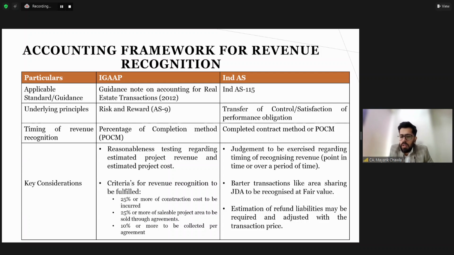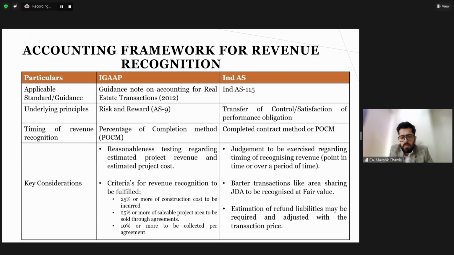Then the other criteria is that 25% or more of the saleable project has to be sold through an agreement. When we say agreement, it is like an agreement to sell or the builder buyer agreement. Again, why 25%? Because if the developer is not able to sell a particular percentage of the project, the developer might not be able to complete the project, which requires funding through those customer receipts only.